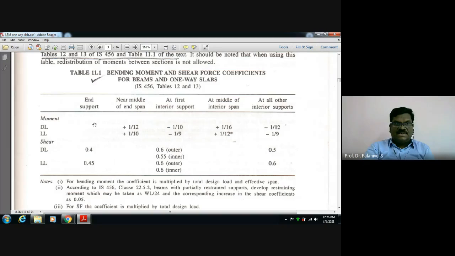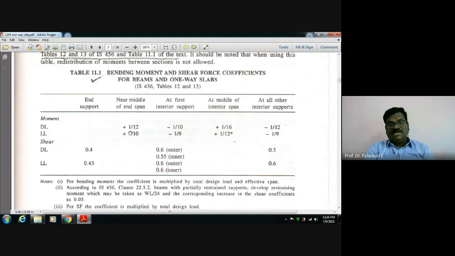Actually, in this book, the end support bending moment is not given because they have treated it as simply supported. But in your room, it is monolithically connected. No problem, some bending moment is there. I will come to that later. At the interior span, the sagging bending moment is maximum exactly at the middle. But at the end span, the maximum bending moment will not be exactly at the middle. That is why it is given near middle of end span.